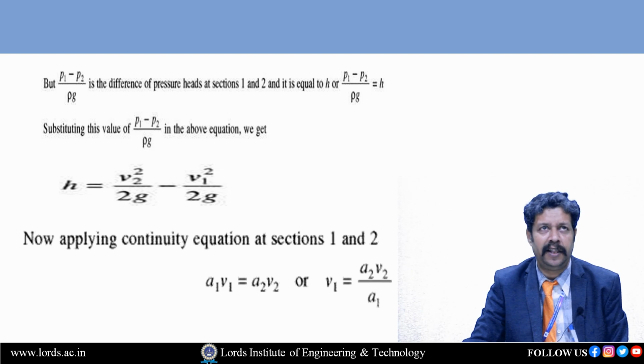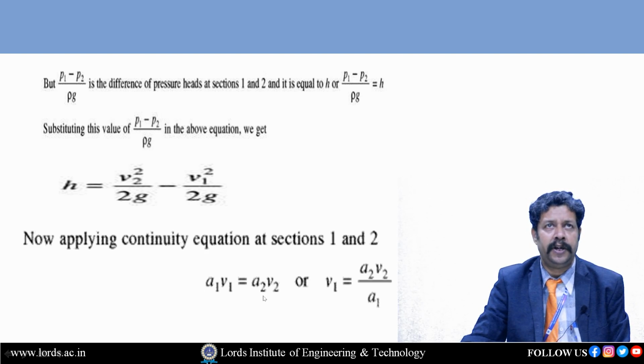So substituting the value of P1 minus P2 by W in the above equation, we get h is equal to V2 square by 2G minus V1 square by 2G. That is the kinetic head difference between section 2 and section 1. Now we have to apply the continuity equation at sections 1 and 2. Continuity equation is nothing but discharge at two different sections is constant: A1 V1 is equal to A2 into V2. So now V1 is equal to A2 into V2 divided by A1.